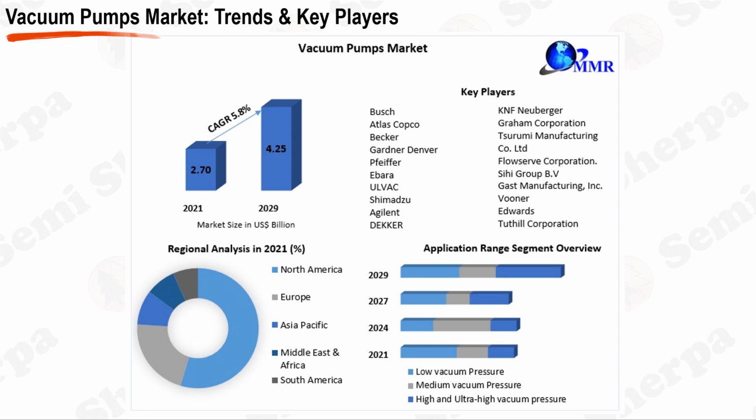The vacuum pump market plays a crucial role in semiconductor vacuum processes, offering a wide range of pump types to cater to different application requirements. The market is projected to grow at a compound annual growth rate, CAGR, of 5.8% due to the increasing demand for semiconductor devices and advancements in manufacturing technologies. Key players in the vacuum pump market include Edwards Vacuum, Agilent Technologies, Busch, Pfeiffer Vacuum, and other prominent manufacturers.